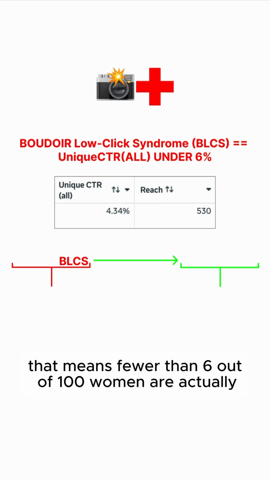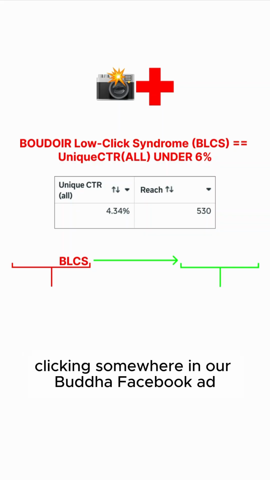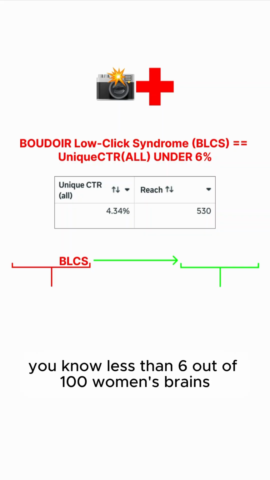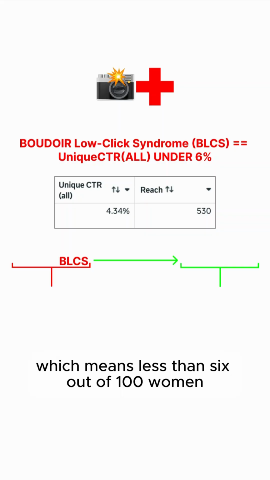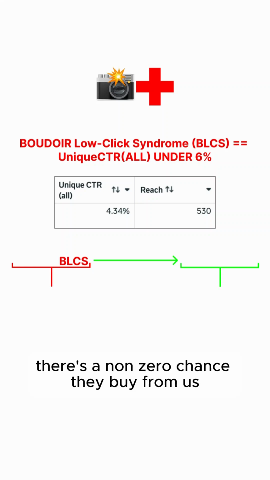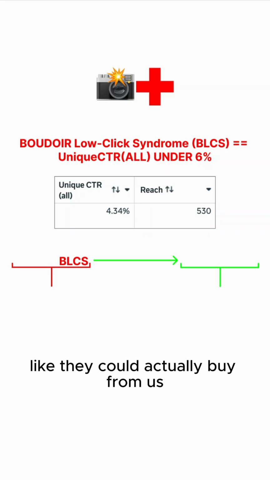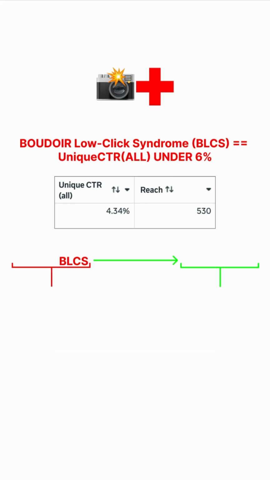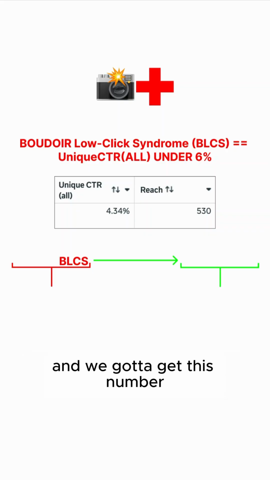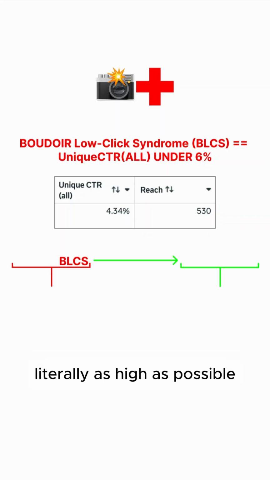That means fewer than 6 out of 100 women are actually clicking somewhere in our Boudoir Facebook ad, which means our ad is getting into fewer than 6 out of 100 women's brains, which means fewer than 6 out of 100 women have a non-zero chance they buy from us. Like they could actually buy from us. Everyone else is just scrolling on by. So this is the number of non-scroller buyers, and we gotta get this number literally as high as possible.